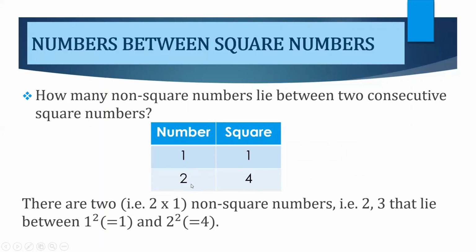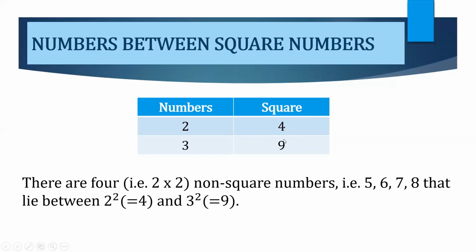Now keep this in mind. What we have to find is how many non-square numbers lie between two consecutive square numbers. Between 1 and 4, we are left with 2 and 3. So how many numbers are there which are non-square? That is 2: 2 and 3. So two numbers are there which are not perfect squares between the two perfect square numbers 1 and 4. Okay, let's take one more example so it will be more clear to you.